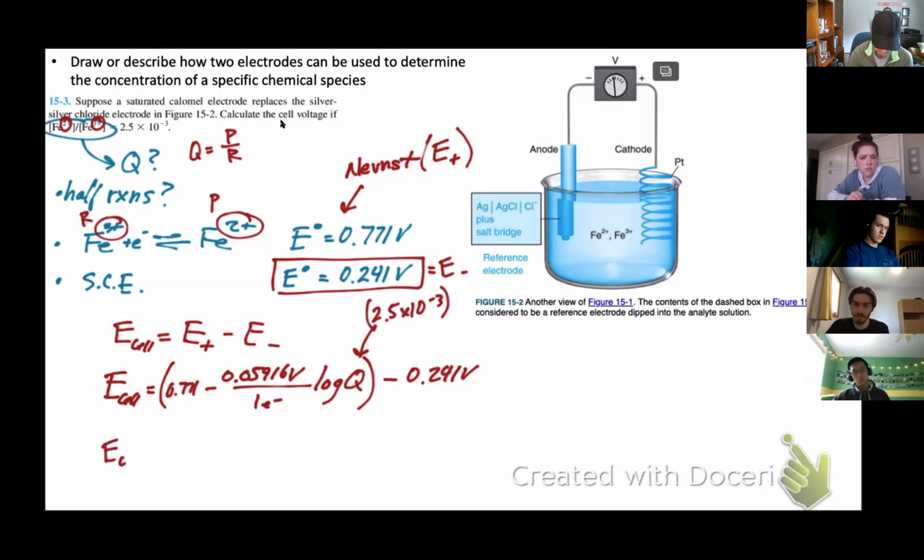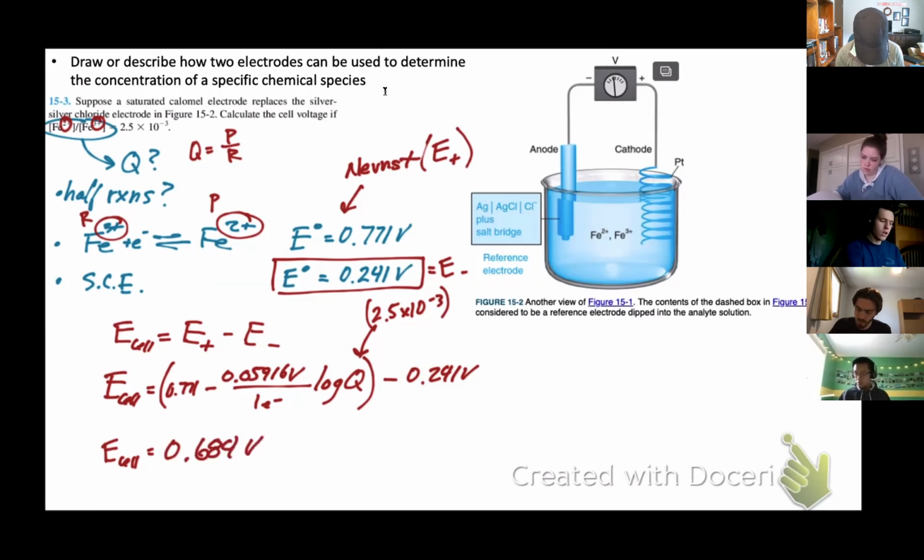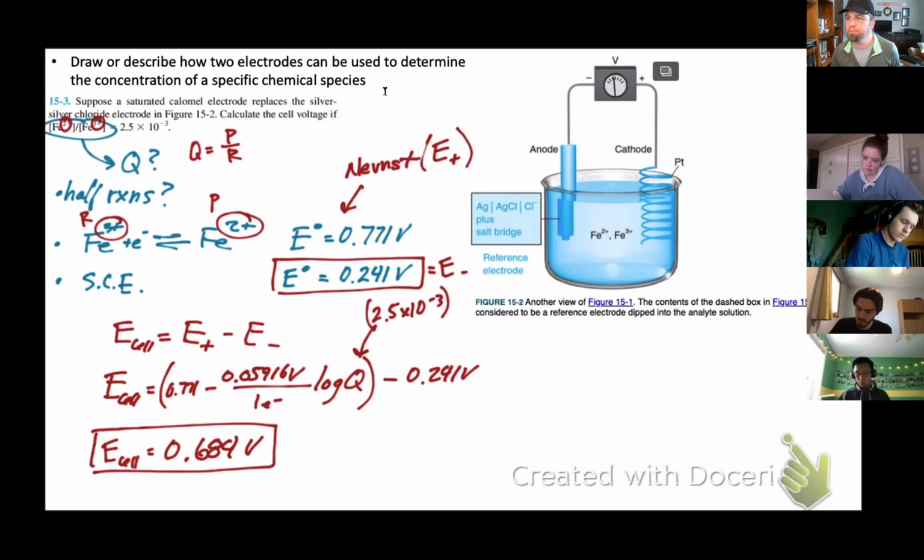So what does E cell equal? Let's go through and do that math and confirm that we're getting the right value. I'll verify I'm getting it too. I get 0.684. Is that what you guys are getting? Yep. I think that's what we get from Harris also.